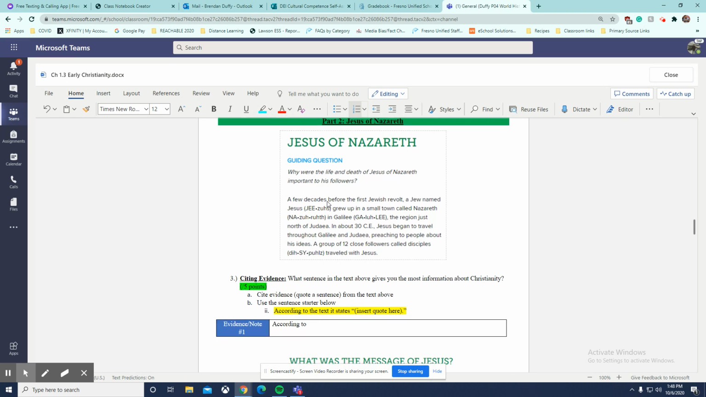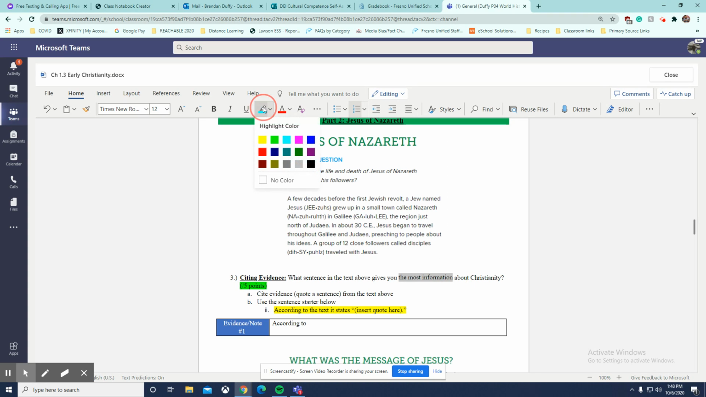Next, you're going to be reading about Jesus of Nazareth, the leader of the Christian movement when it first starts. This is citing evidence as well. What sentence in the text above gives you the most information about Christianity? So you're looking for the one that gives you the most information. Looking for a sentence that tells you some good basic information about Christianity. What was it about? How did it start? What were some core beliefs?